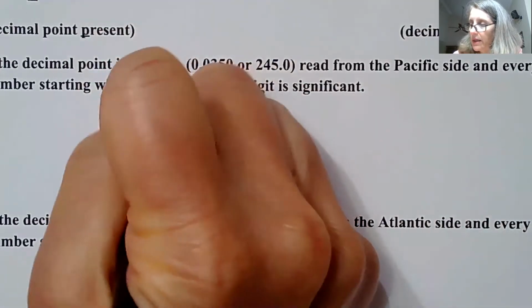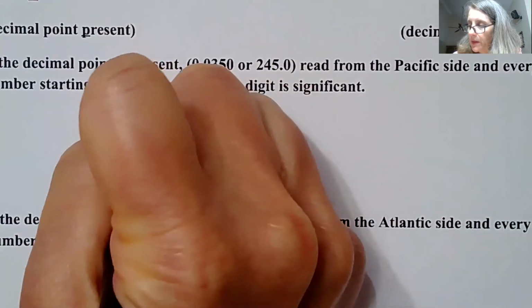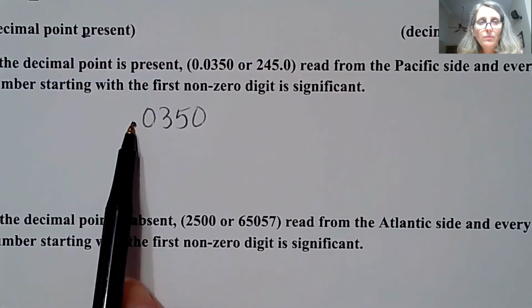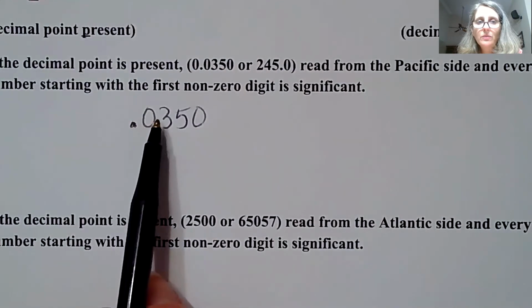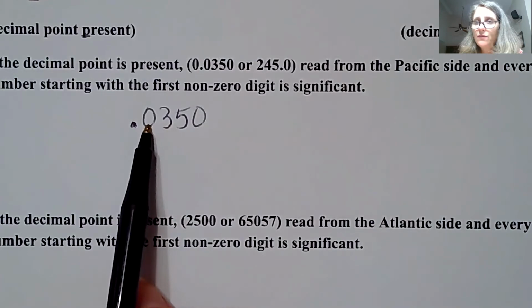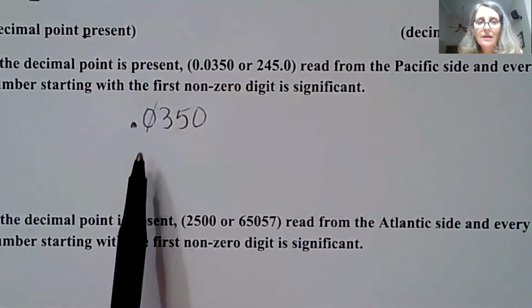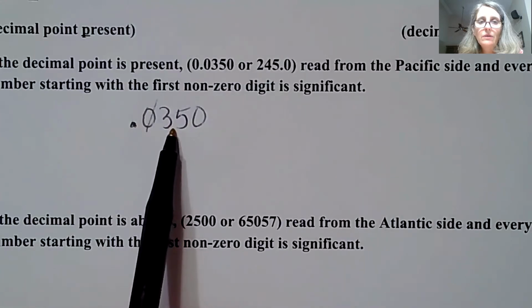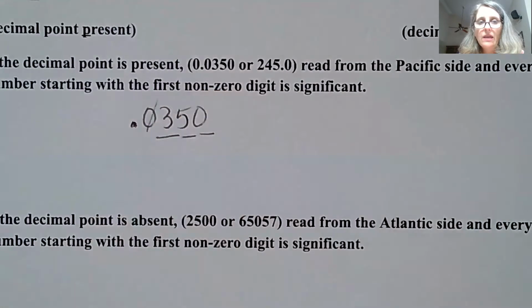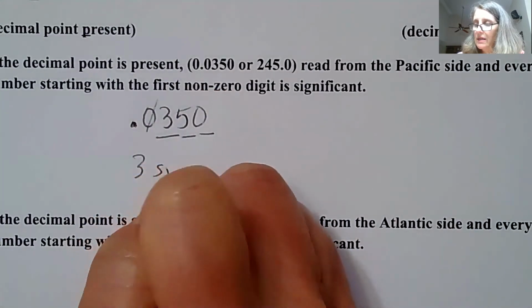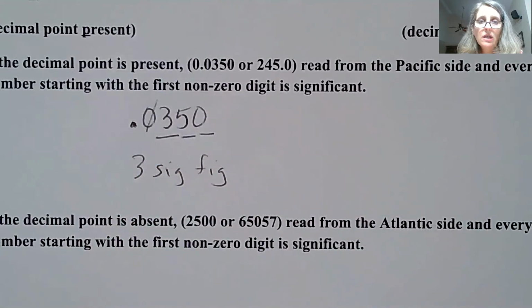So if I take 0.0350, okay, since we have a decimal point present, what we do is we start counting on the left-hand side, the Pacific side, and we don't start counting any digits until I hit the first non-zero number. So that means I don't count this first 0, okay, because I don't have a non-zero number quite yet. So I start counting at the 3. So that means 3, 5, and 0 are all significant in this measurement. So that means I have 3 significant figures or 3 significant digits. They are interchangeable in the world of chemistry.